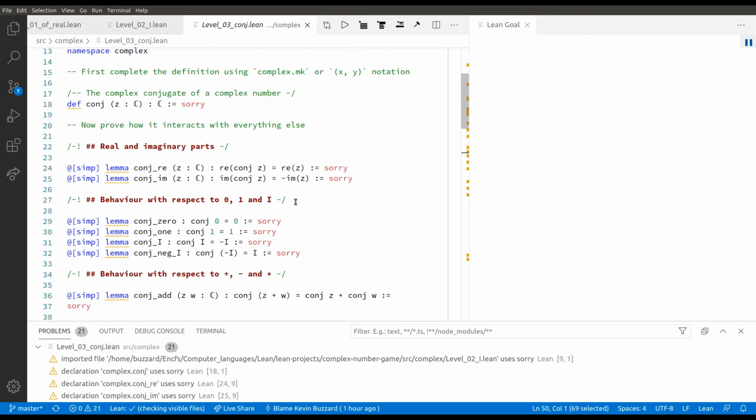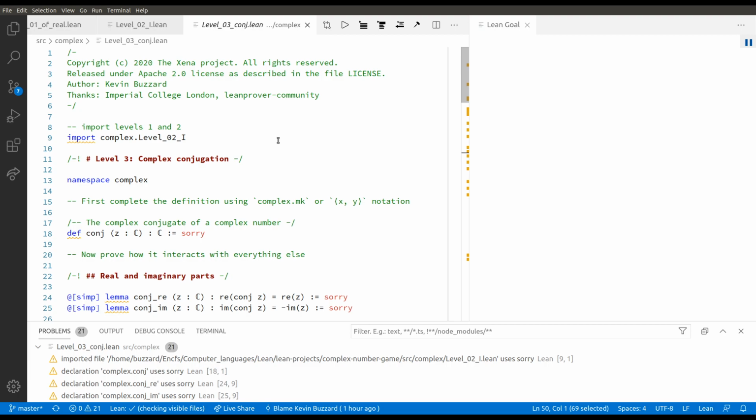And level 3 is this. What's level 3? Level 3 is complex conjugation. Right, so how long have I got? I've got about 15 minutes because I don't want to stream for more than an hour, really.